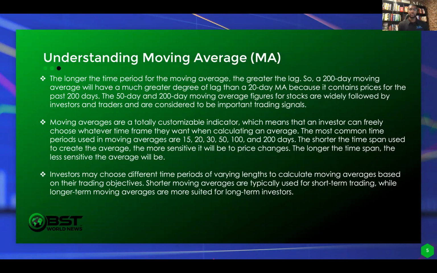Moving averages are a totally customizable indicator, which means that an investor can freely choose whatever time frame they want when calculating an average. The most common time periods used in moving averages are 15, 20, 30, 50, 100, and 200 days. The shorter the time span used to create the average, the more sensitive it will be to price changes. The longer the time span, the less sensitive the averages will be. Investors may choose different time periods of varying lengths to calculate moving averages based on their trading objectives. Shorter moving averages are typically used for short-term trading, while longer-term moving averages are more suited for long-term investors.